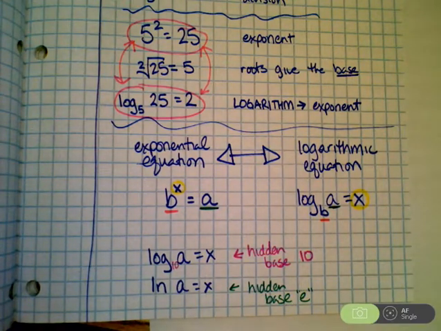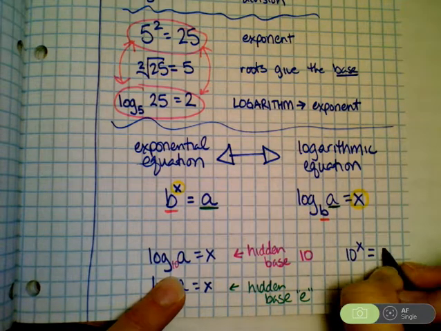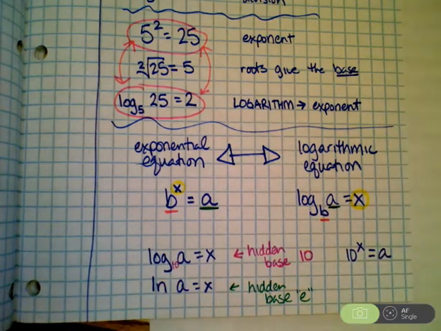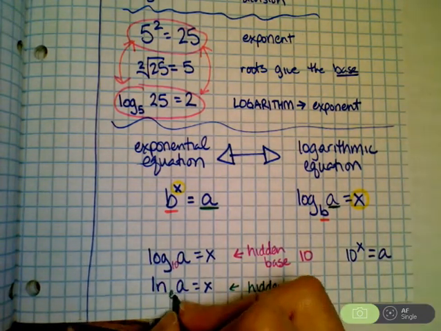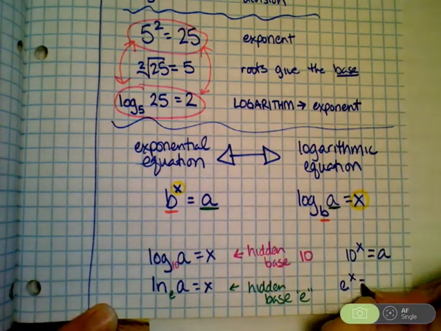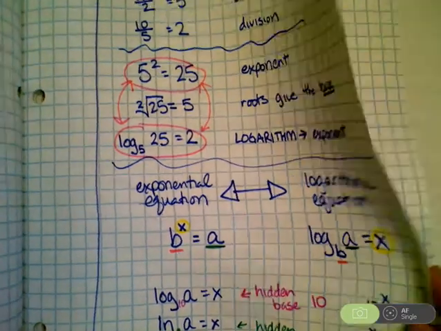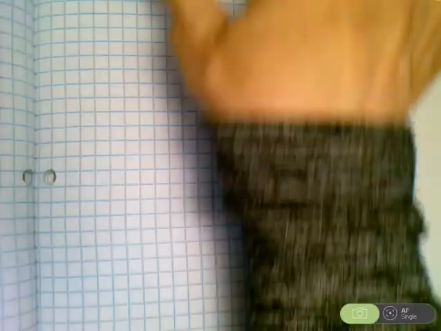If we were writing the exponential equation for this one, we would write 10 to the power of x equals a. This one has the little e hidden down there, so if we were writing the exponential equation for that, we'd write e to the x equals a. So let's do a little practice going back and forth between forms.